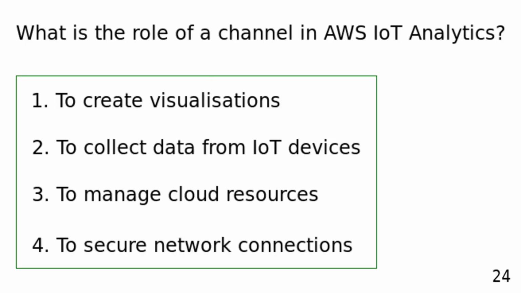What is the role of a channel in AWS IoT Analytics? To create visualizations. To collect data from IoT devices. To manage cloud resources. To secure network connections.